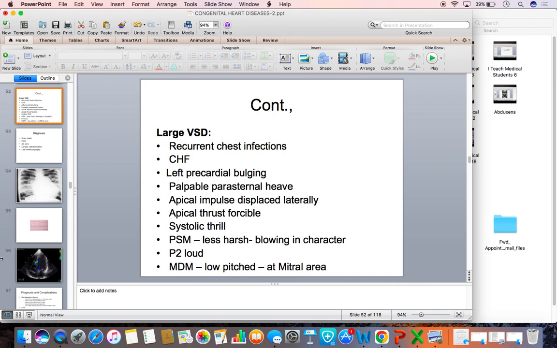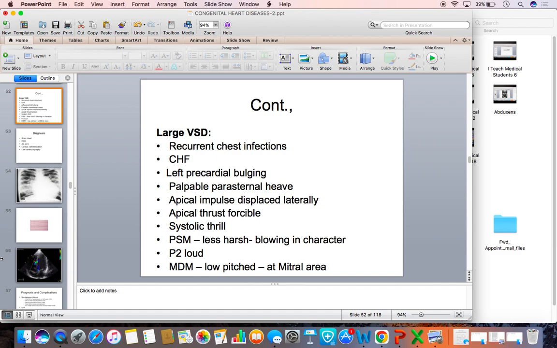Coming to the large ventricular septal defect. The child will be having recurrent chest infections and presents to you with the signs of congestive heart failure. When you examine, there is left precordial bulging and a palpable parasternal heave. This is all because of the right ventricular hypertrophy. The apical impulse is displaced laterally, that is, the apex is shifted more out and down, indicating the left ventricular dilatation. That is because of the volume overload of the left ventricle.